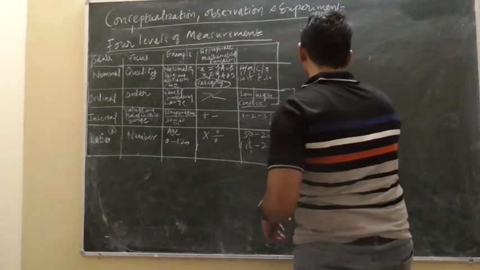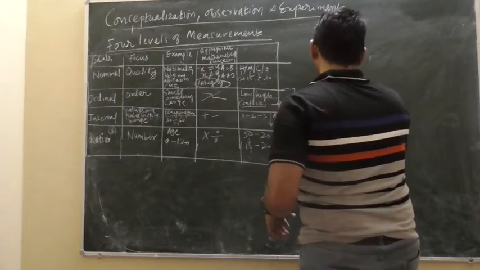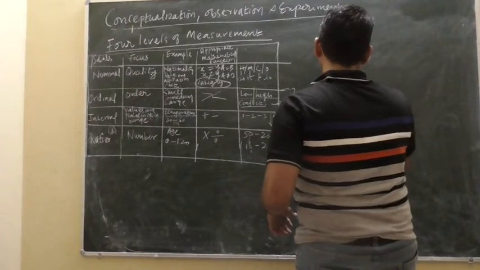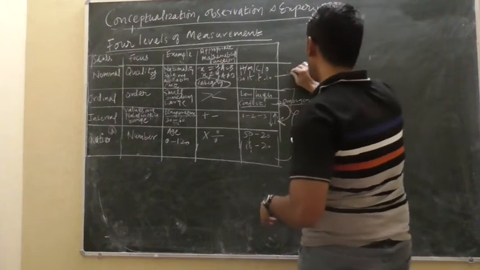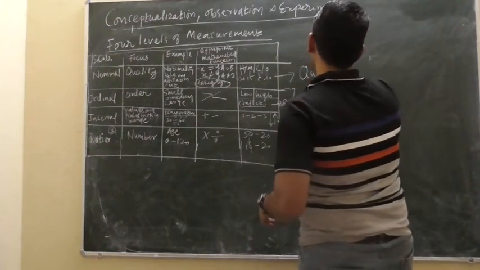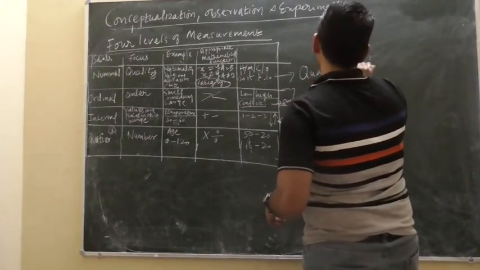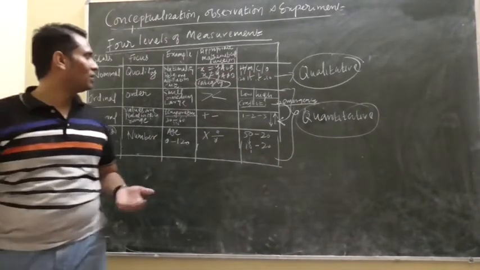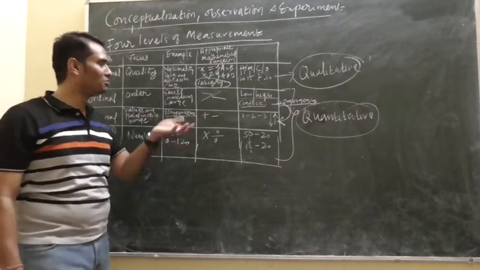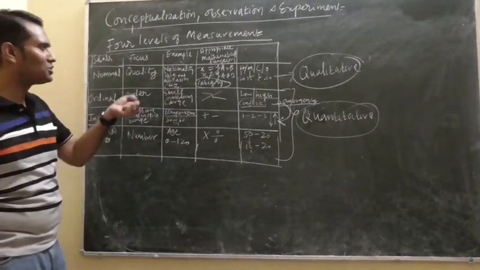This is used for quantitative measurements. This is purely qualitative, because nationality refers to a value, and religious affiliation, for instance Hindu, Muslim or Christianity, also refers to values.